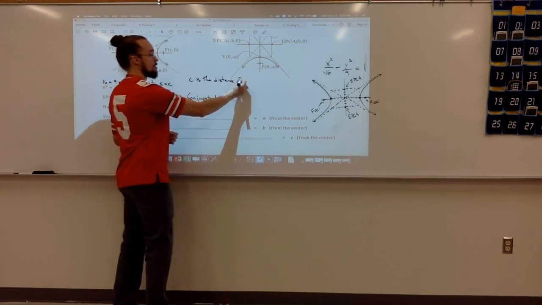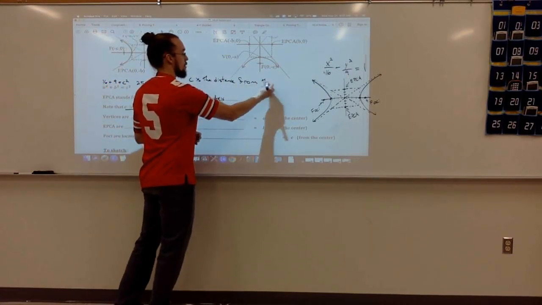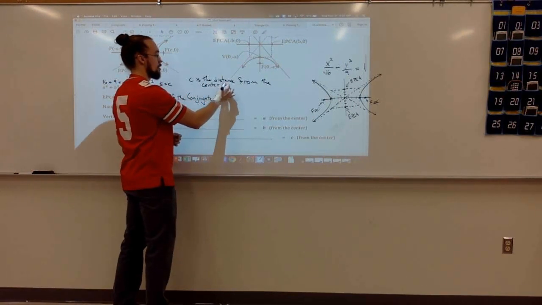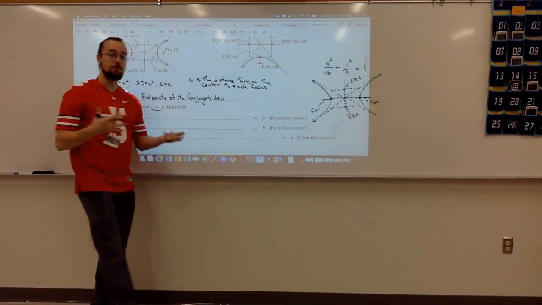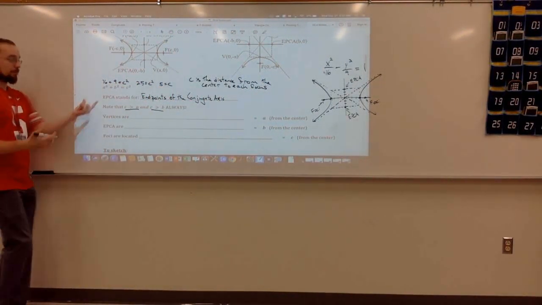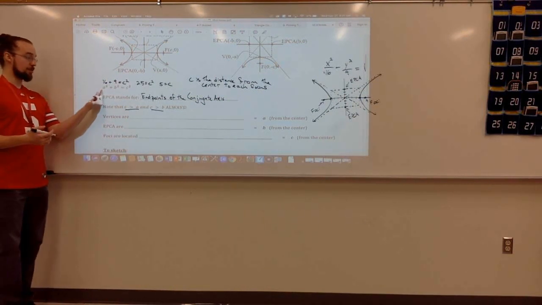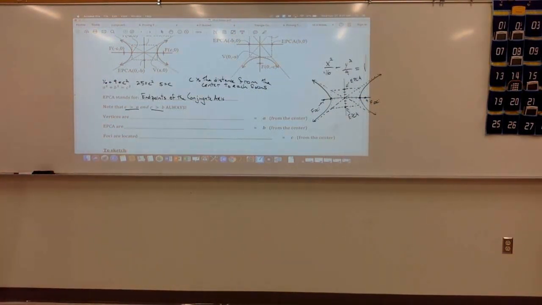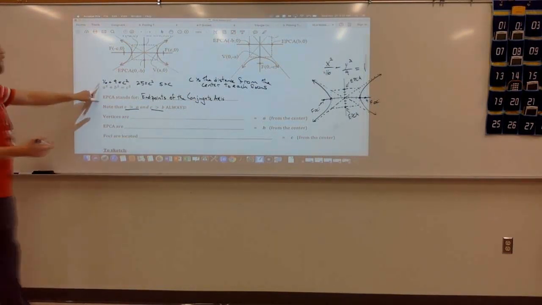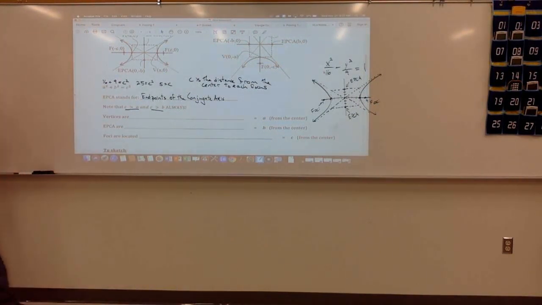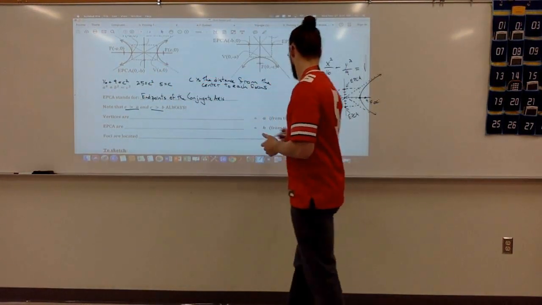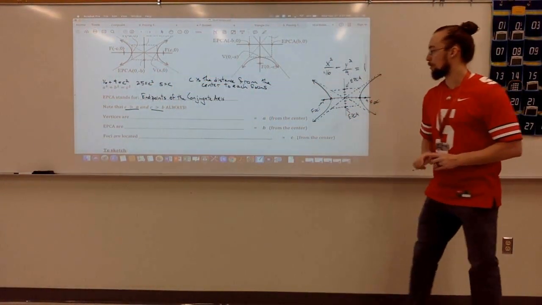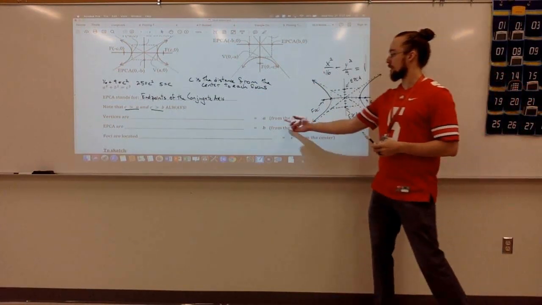again here, c is the distance from the center to each focus, and that is true for both an ellipse and a hyperbola. The only difference is that for a hyperbola, we're going to say a squared plus b squared equals c squared. For an ellipse, we're doing a squared minus b squared equals c squared.